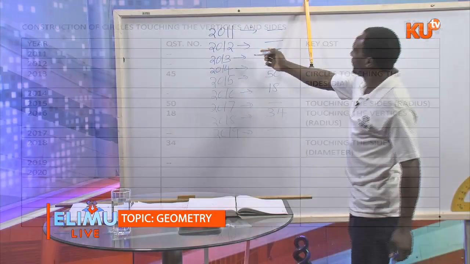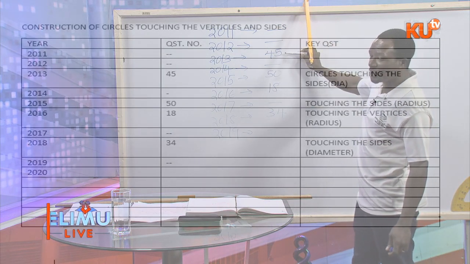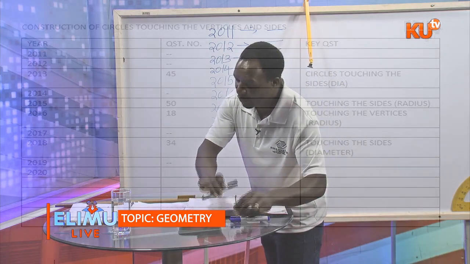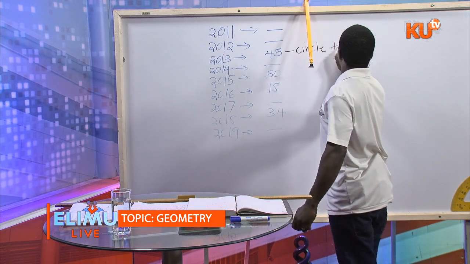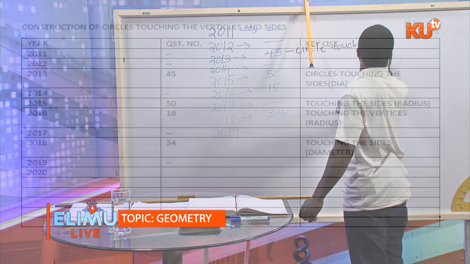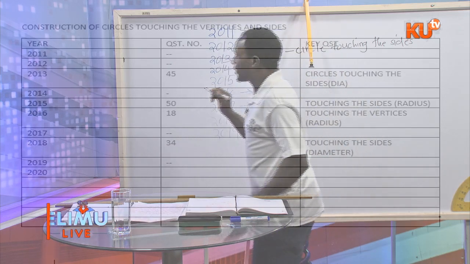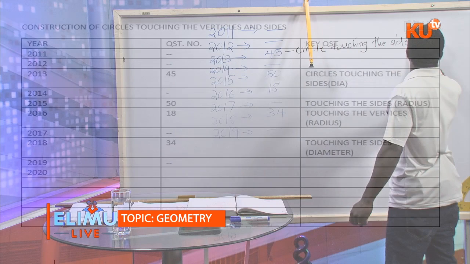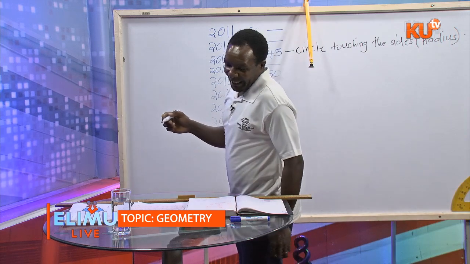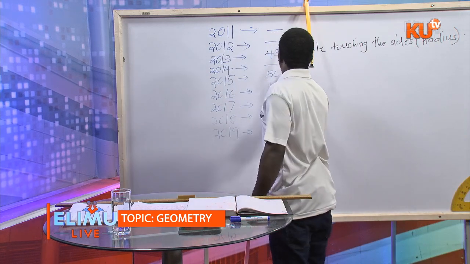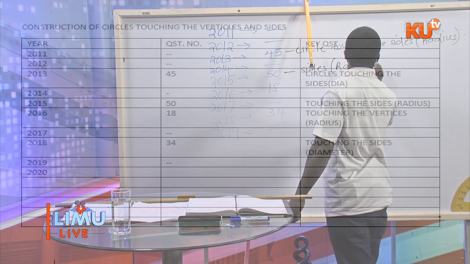If you look at this thread, in 2011, no question. 2012, no question. 2013, there was question number 45. And this question, it was a circle touching the sides of a triangle. And in this question, you were supposed to measure the radius. In 2015, it was also touching the sides. And again, here you are supposed to measure the radius of the circle.